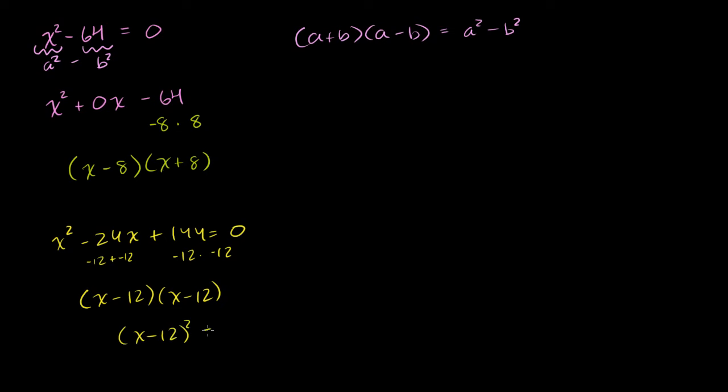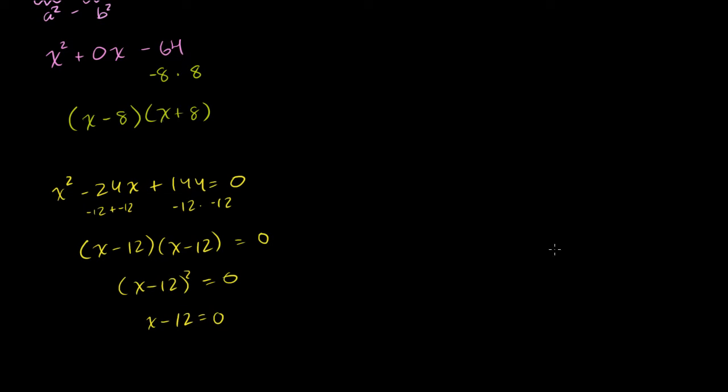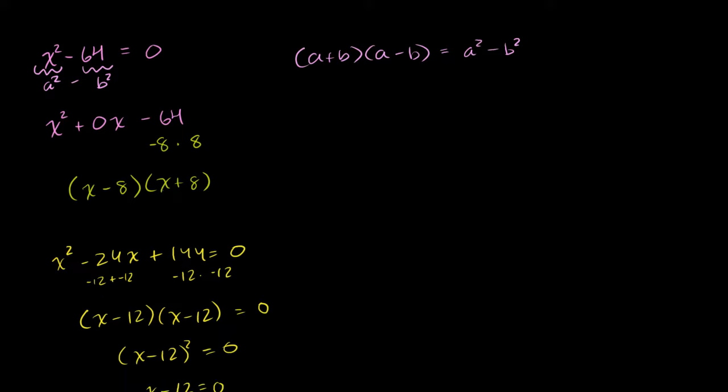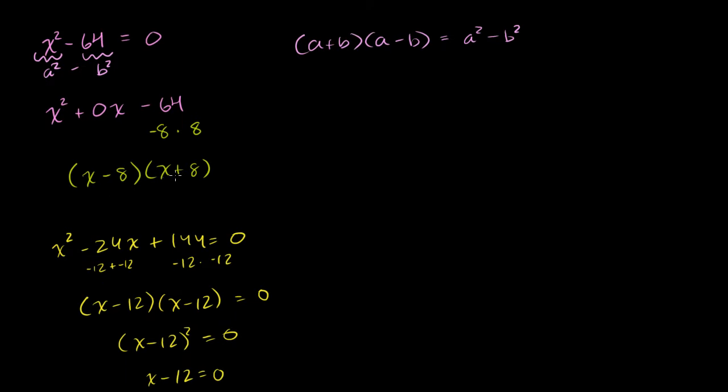And we're going to set that equal to 0. This is going to be 0 when x minus 12 is equal to 0. You could say either of these factors could be equal to 0, but they're the same thing. Add 12 to both sides of that equation, and you get x is equal to 12. And I just realized that for the problem up here, I factored it, but I didn't actually solve the equation.